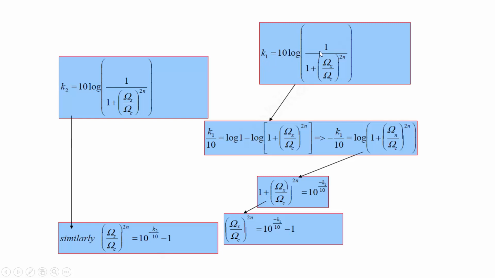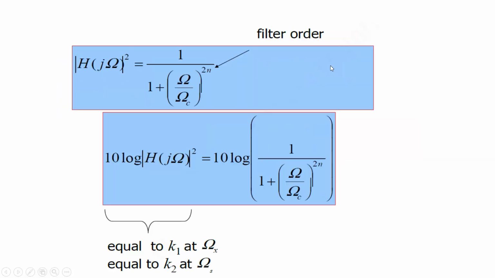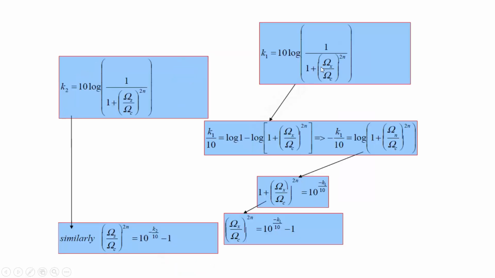So k1 is equal to 10 log 1 over 1 plus, and we will replace this omega by omega x, because this k1 corresponds to omega x, right? We solve it further. We will take this 10 on this side. We will open this logarithm. So log 1 minus log of this value, log 1 is 0. So we are left with, because this minus sign will go to this side, minus k1 over 10 and log of this expression. Now, because this is log to the base 10, take the log on the left hand side.